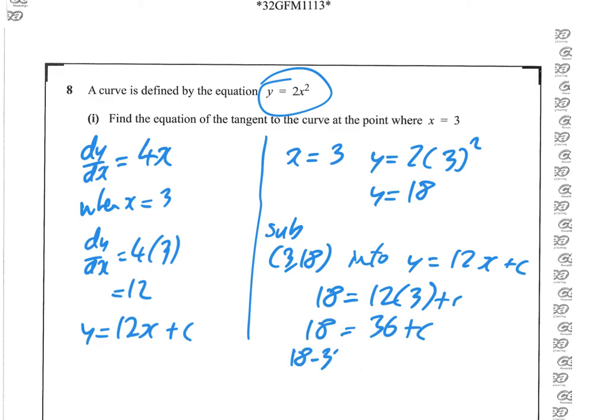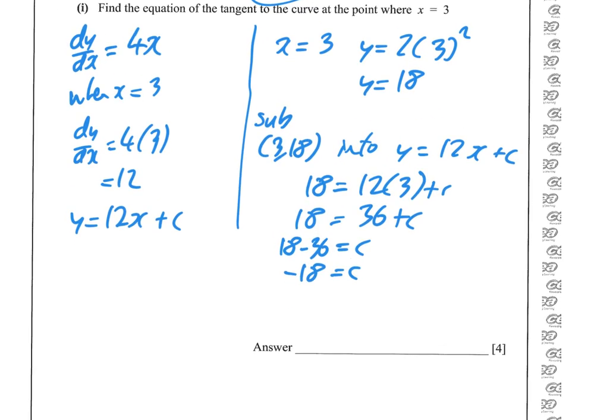18 minus 36 is equal to c. So that's minus 18 is equal to c. And then rewrite your equation: y is equal to 12x minus 18. And that is it done.